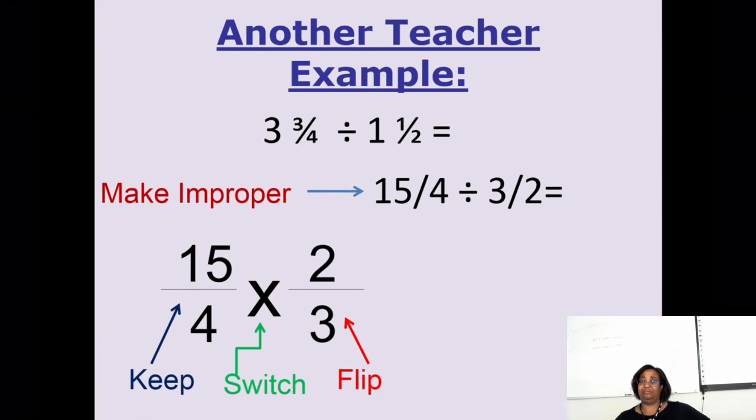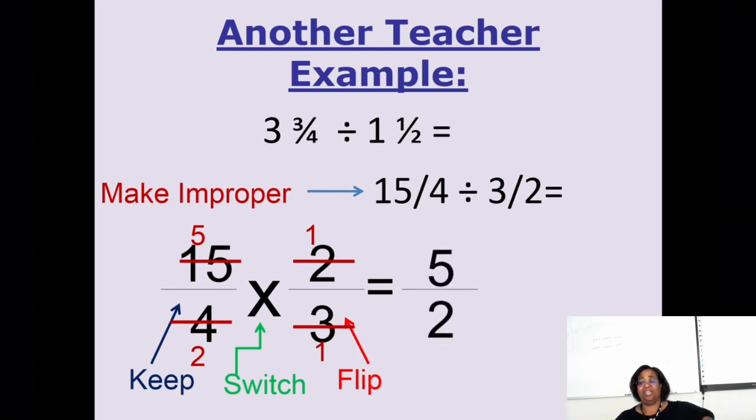Can I cancel? What? By what factor? Okay. By 2. So 2 goes into 4 2 times. 2 goes into 2 once. So that's one cancellation I can do. Then 3 goes into 15 5 times, and 3 goes into 3 once. That's the second one I can do. Can I cancel anything else? Nope. So I get 5 over 2.